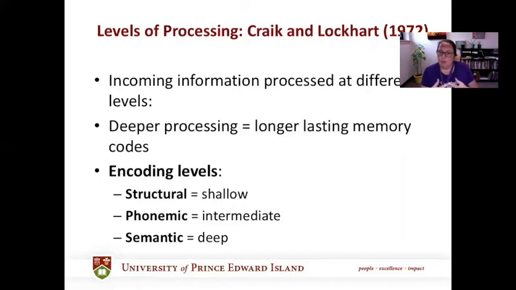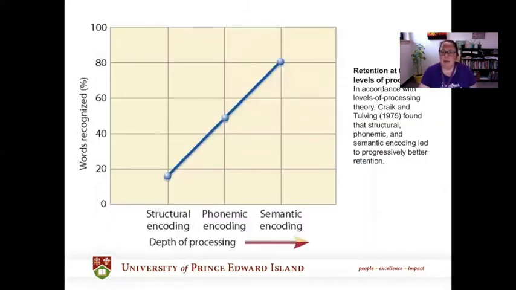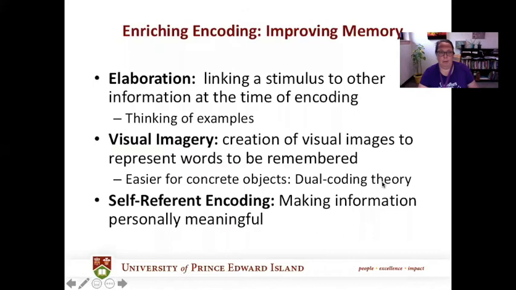If we go to the phonemic level, or how it sounds, we'll have an intermediate processing, and then the semantic level is the deep processing. So with shallow processing, that is the word written in capital letters. Intermediate processing: does it rhyme with weight? And then your deeper processing is fitting a word into a sentence, kind of encoding that word much deeper. And you can see that according to their study in 1975, the deeper the semantic encoding, the higher percentage of words that they were able to remember.